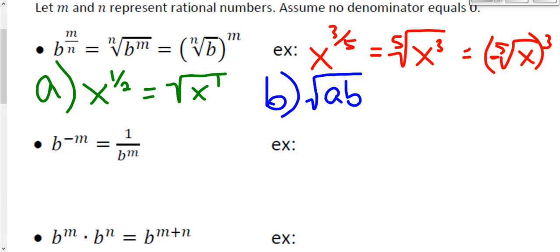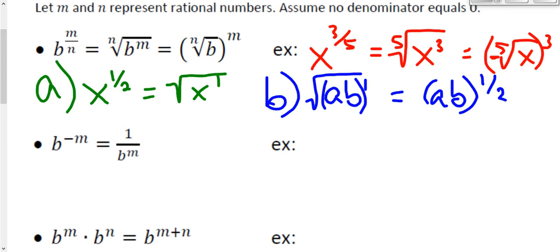So if we're taking the square root of a times b, if I want to write that in exponential form, it means that I'm taking this a and b, and I can write what power they're being raised to. Inside this radical, each one of these is being raised to the 1st power. And that square root means the 2nd root, which means I have the 2 in the denominator. So this is a and b to the 1/2 power.